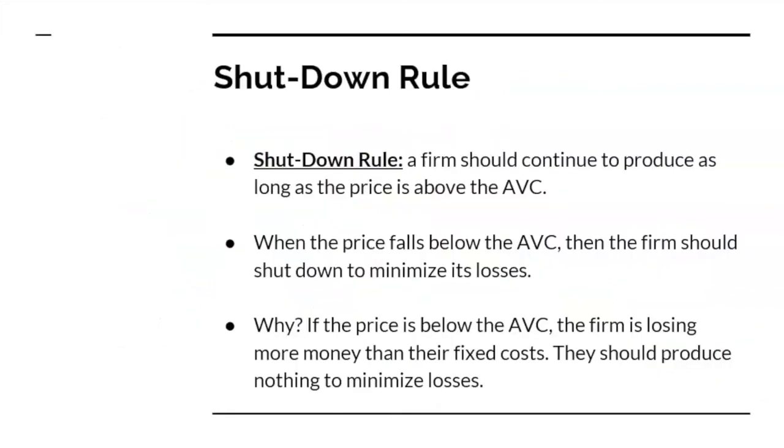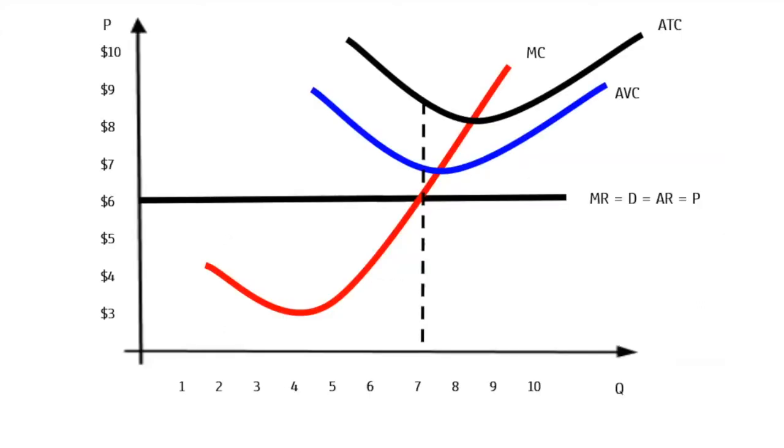And so if you remember from our last video, the shutdown rule is if the firm can cover its variable costs, the firm should continue to produce. If the firm cannot cover its variable costs, the firm should then shut down. Why? Well, because the price is below the average variable cost, the firm is losing more money than its fixed costs, and so it's in its best incentive to shut down, to minimize its losses here.